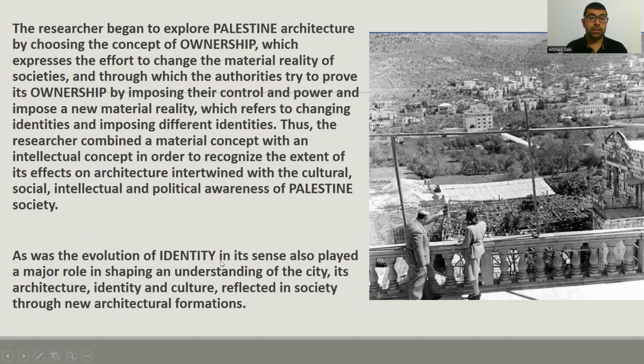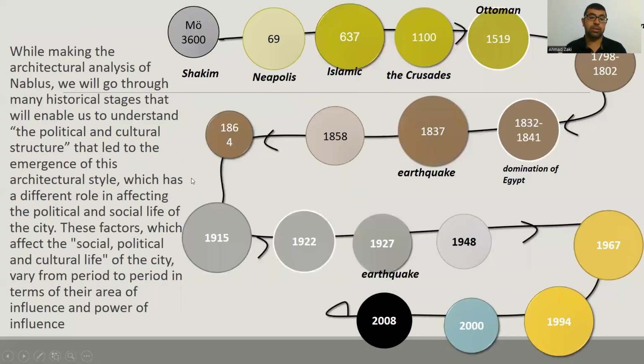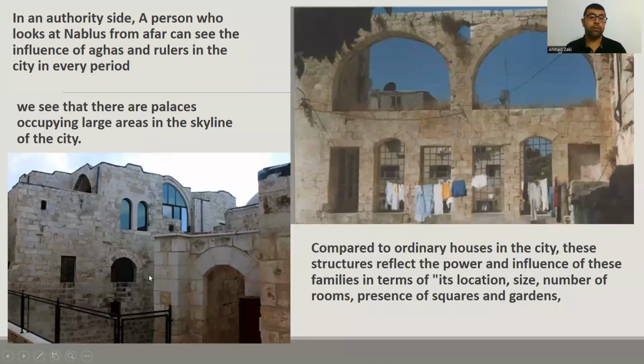The evaluation of identity in its sense also played a major role in shaping an understanding of the city, its architectural identity, and culture reflected in society through new architectural formations. While making the architectural analysis of Nablus, we will go through many historical steps that will enable us to understand the political and cultural structure that led to the emergence of this architectural style, which has a different role in affecting the political and social life of the city. The factors which affect the social, political, and cultural life of the city vary from period to period in terms of their area of influence and power of influence.